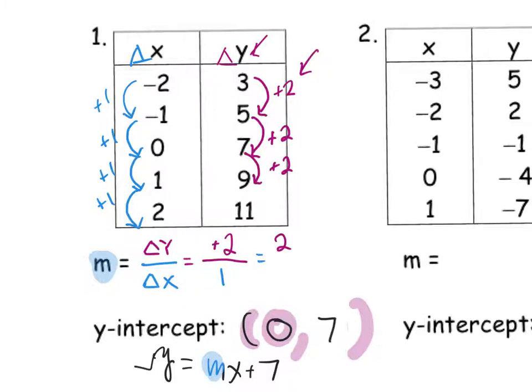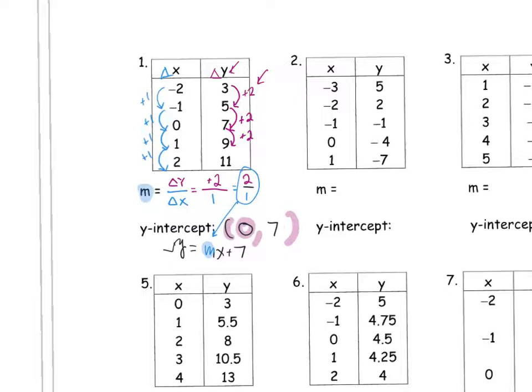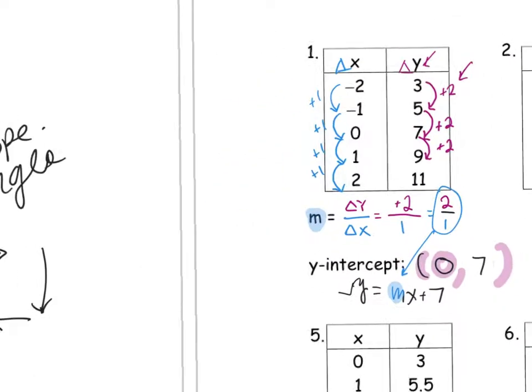2 over 1. So then there you go. You can put this right there. And that's your equation. So if you had to take it one step further, you would put y equals 2x plus 7. Where did you get the 7? Isn't your y-intercept 0 comma a number? There it is.